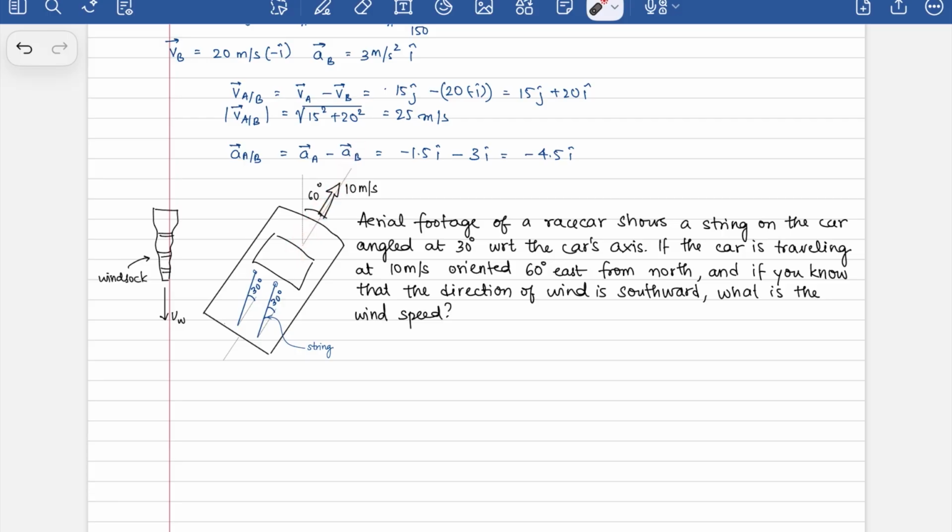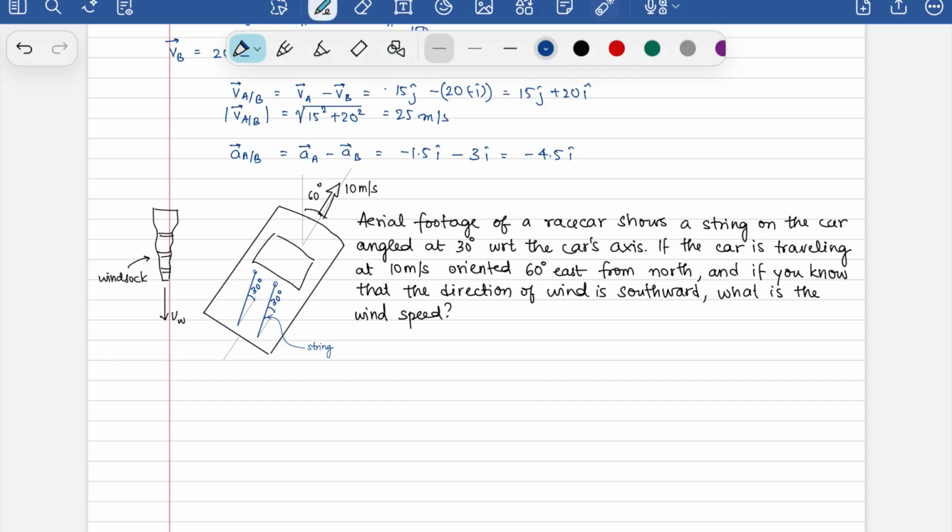60 degrees east from the north. All you know about the wind speed is that it is acting southward. You don't know the wind speed. Okay, and for you to do your calculations and make a recommendation for the race car team, the question asks you what is the wind speed. So go ahead and try to attempt this problem.